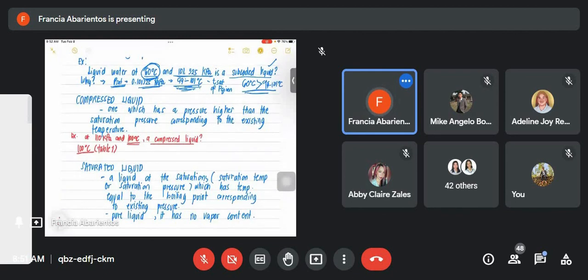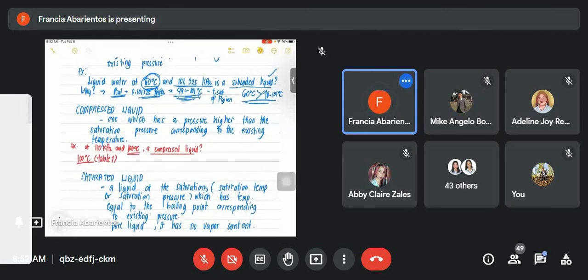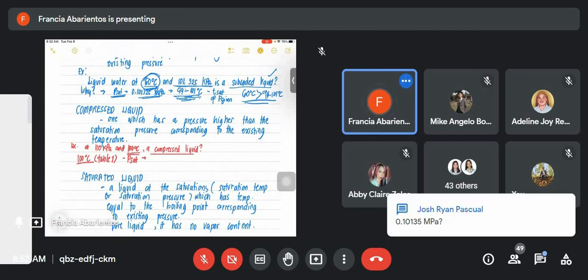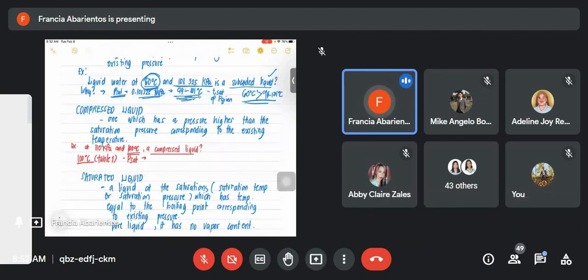Table 1. Tingnan mo yung 100 degrees Celsius. Okay, sa table 1, page 3. Sige nga, what is the value of 100 degrees Celsius? Ano yung saturation pressure niya? Pakikita mo to sa steam table. Anyone? You can chat. Okay, Josh Ryan. Sige, that is correct.